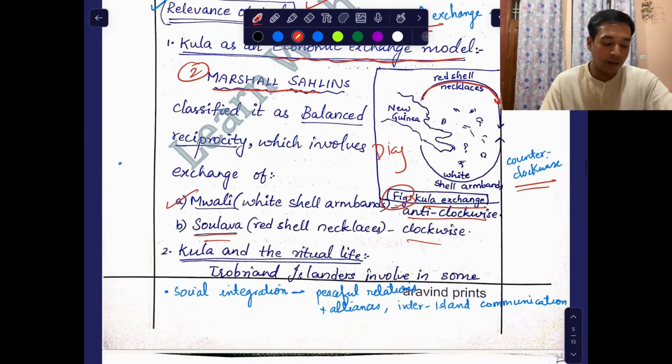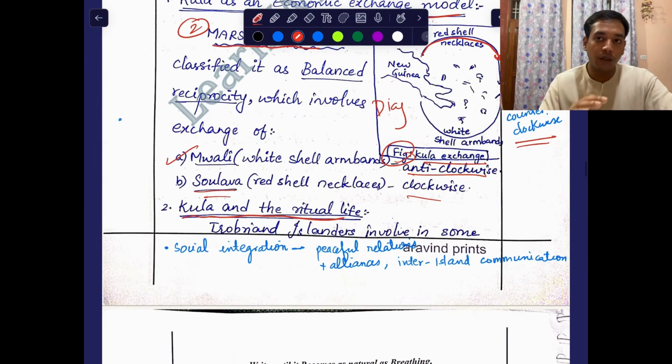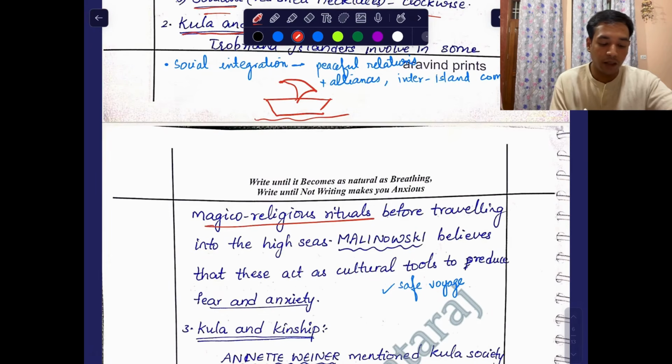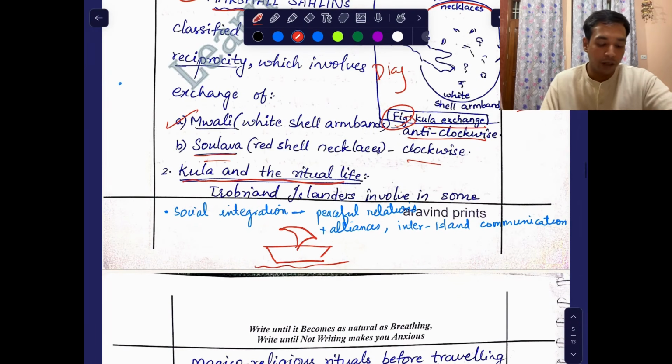Then second point, cultural relevance क्या, Kula and ritual life. So Trobriand Islanders जो थे, they used to do some sort of ritual because the voyage on a ship, ठीक है, voyage on a ship used to be a bit dangerous. So they used to do some rituals so that voyage would be safe for the people who are going on it, so that travel is safe, ठीक है. So it involves some sort of magical religious practices before traveling into the high seas. So Malinowski believed that it used to reduce fear and anxiety. Also it was a way of understanding that it would have a safe voyage, right.